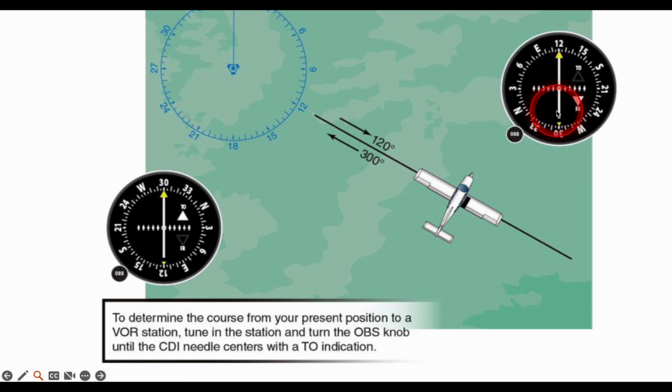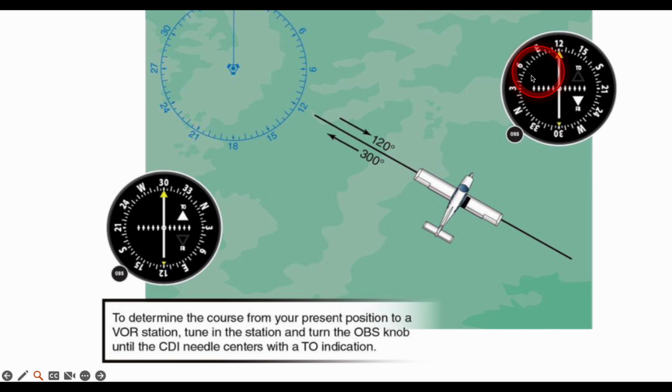With a from flag, it's a little bit more simple. So let's say this airplane wants to fly to the right or away from the station. If this airplane turns its nose over to the right, it would be facing or heading the same direction as the radial. So in that case, with a from flag, they'd be heading 120 degrees and they'd also still be located on the 120-degree radial.